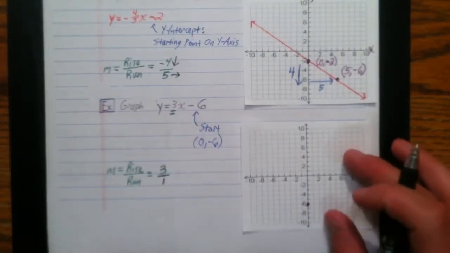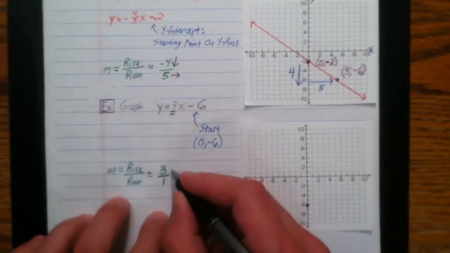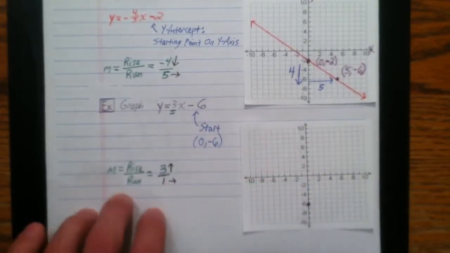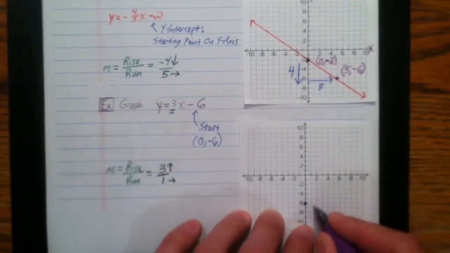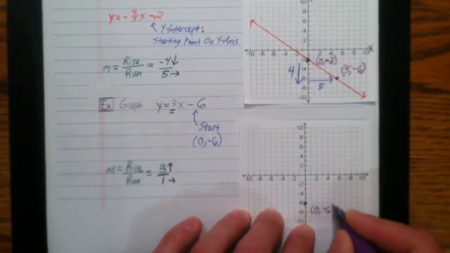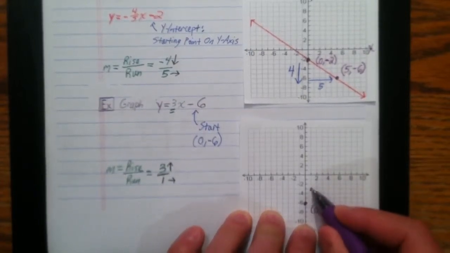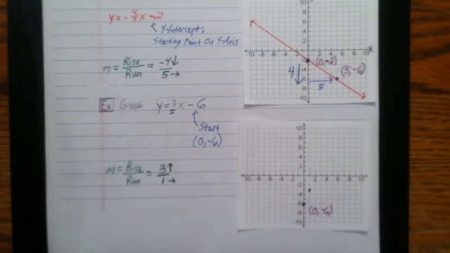But then that reminds us to move from our original point, 0, negative 6, we're going to be moving up 3 and to the right 1. So from our original y-intercept, 0, negative 6, we're going to be moving up 1, 2, 3 over 1. That technically is all we need in order to draw the line, but sometimes problems will ask you what is the x-intercept in addition to the y-intercept.